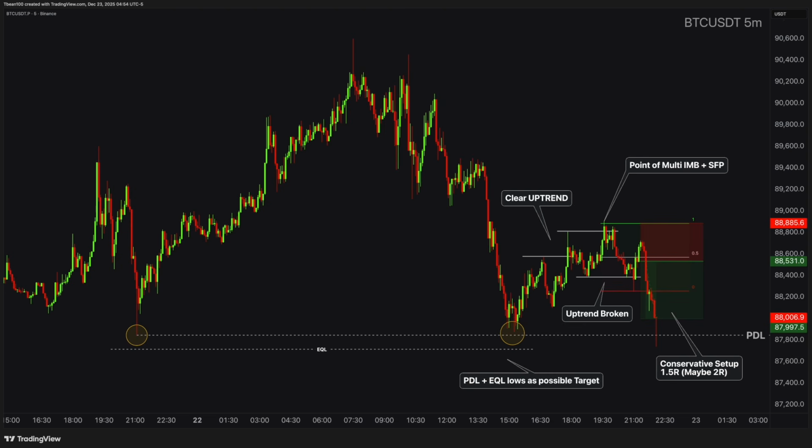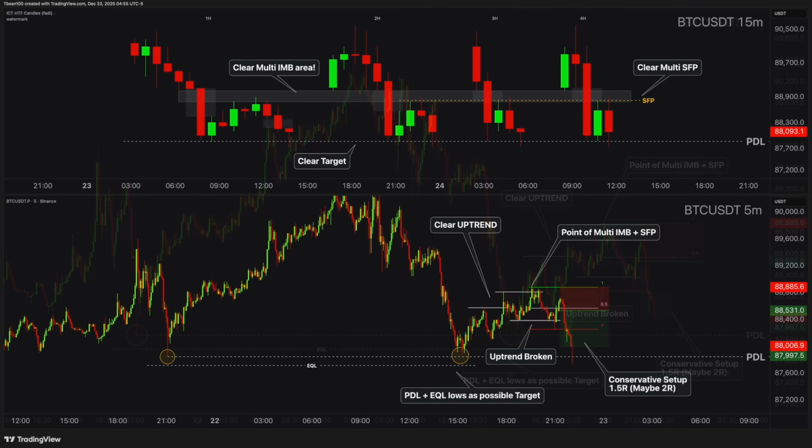I can easily say this is an A++ pattern because all the key structures lined up together perfectly in this example. For example, we have multiple imbalance areas stacking up in the same zone. We also have very clear multiple swing failure patterns forming at the highs. On top of that, we have a very clear and obvious target sitting below the price. Then if you drop down to the lower time frames, the inner structure flips into a bearish structure. This aligns perfectly with our directional bias to the downside, targeting the PDL and the equal lows below.